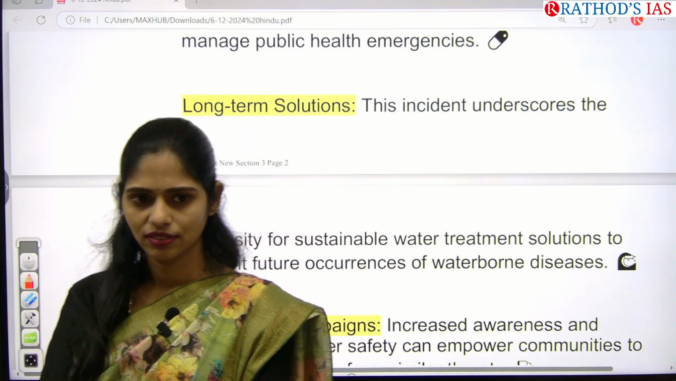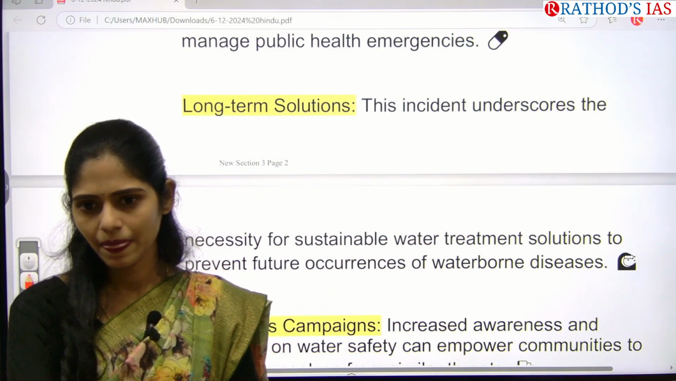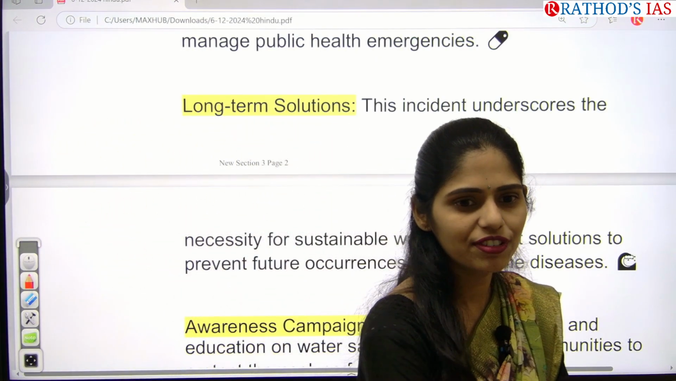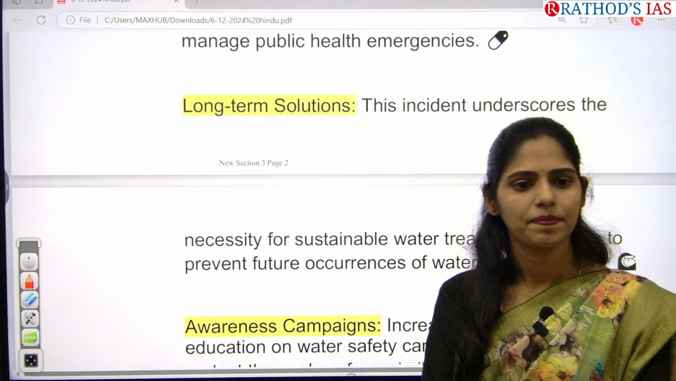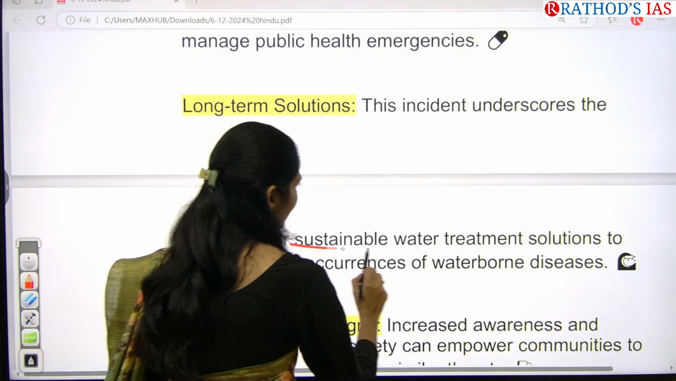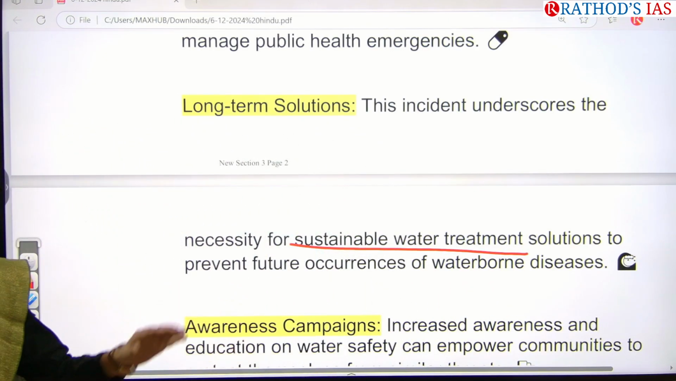Sanitation next. Monitoring, okay. Preventing leakages, that means we have to maintain enough staff. Next, we have to focus on water treatment, sustainable water treatment solutions, so that we can prevent waterborne diseases.